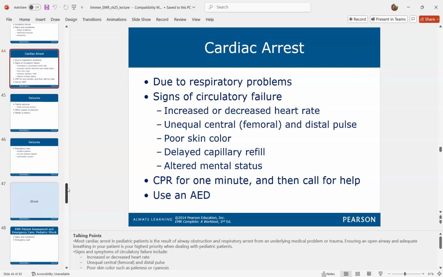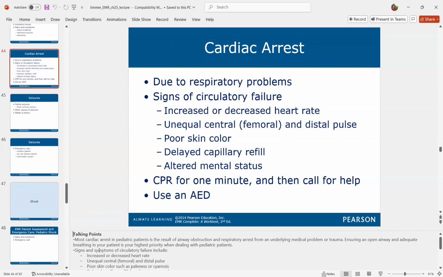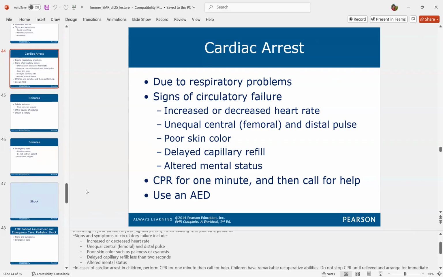Cardiac arrest in infants. Most cardiac arrest in pediatric patients is a result of an airway obstruction and respiratory arrest from an underlying medical condition or trauma. Ensuring an open airway and adequate breathing in your patient is our highest priority when dealing with pediatric patients. Signs and symptoms of circulatory failure are an increased or decreased heart rate, unequal central or femoral and distal pulses. So if you're feeling a radial pulse on their arm and a carotid pulse and they're different, that would be a sign. Poor skin color, such as paleness or cyanosis, delayed capillary refill of more than 2 seconds, altered mental status.